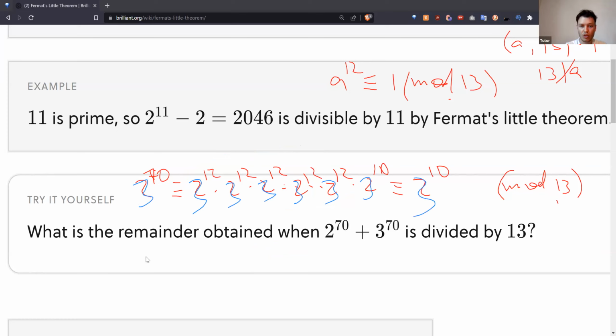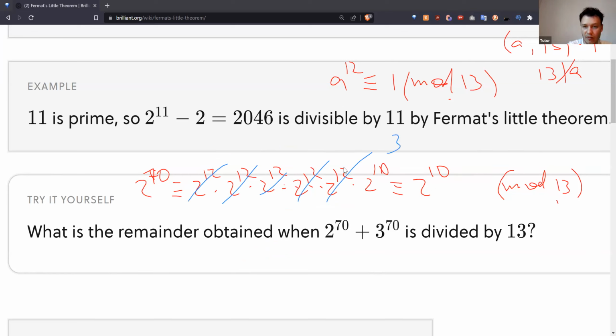So I'm going to get that 2 to the 7 is congruent with 2 to the 10, right? Because Fermat's theorem here holds for both 2 to the power 12 and 3 to the power 12 being equal to 1. So I guess you see what I'm doing. This is 1, 1, 1, 1, 1 cancel. So I get 2 to the 7 is congruent with 2 to the 10.